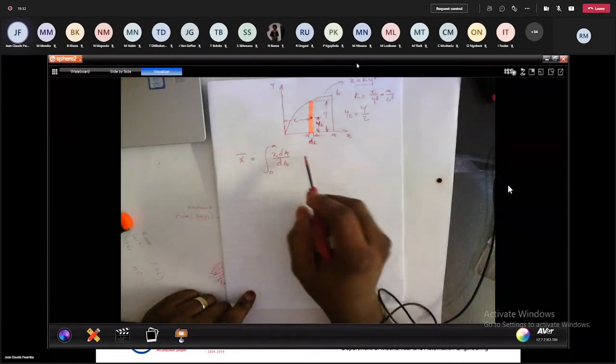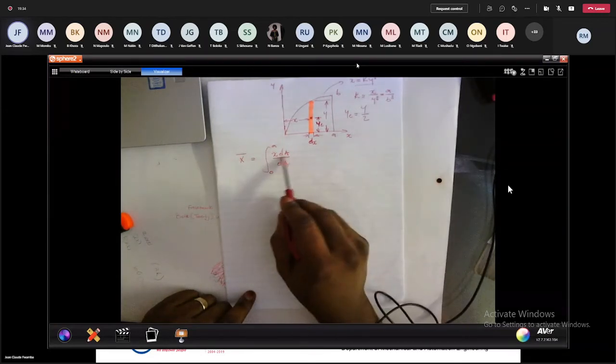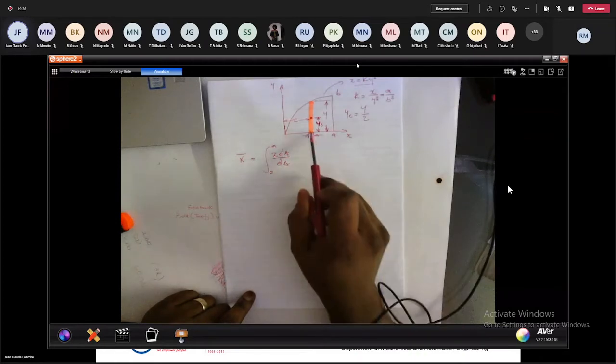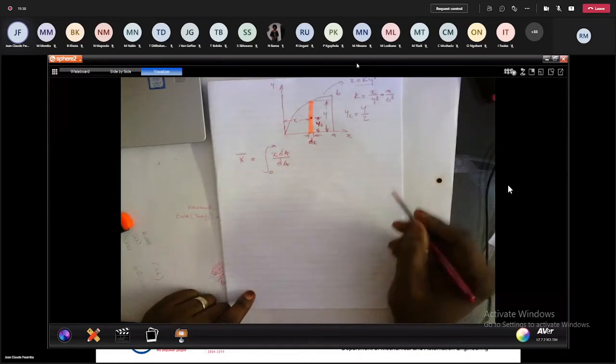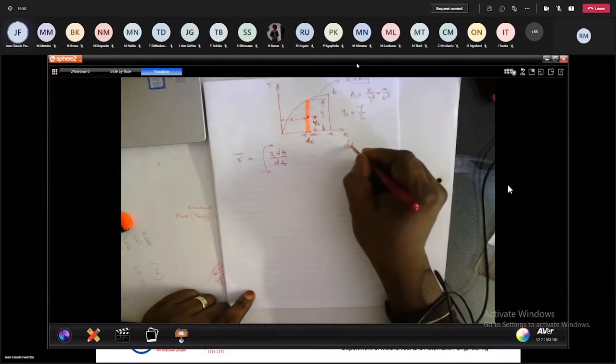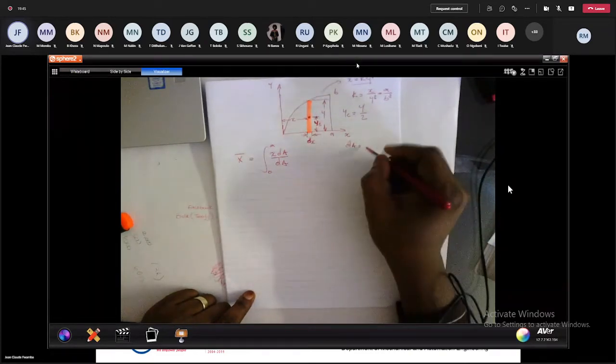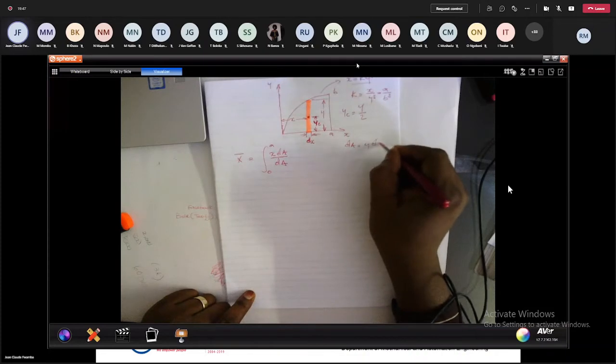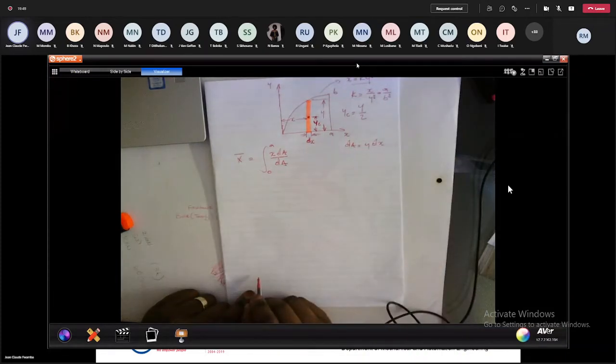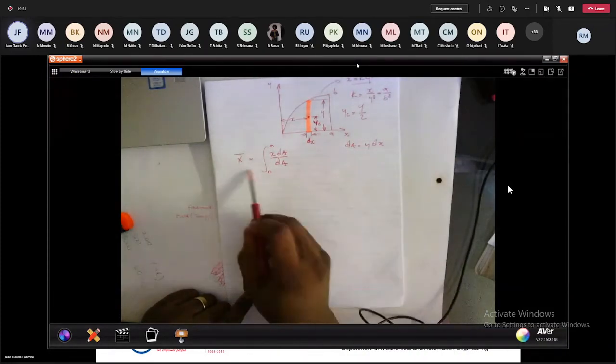Now let me define the area. Which area am I talking about? The area of my stripe. I can quantify that: the area will be the thickness of my stripe times the length, so it will be y dx. Now let's look into the equation.